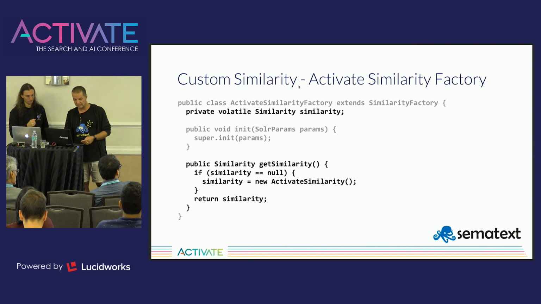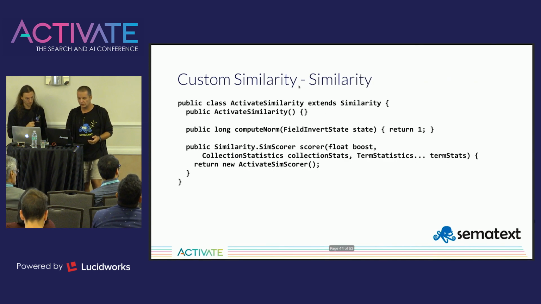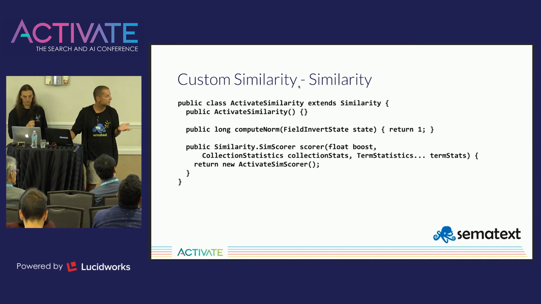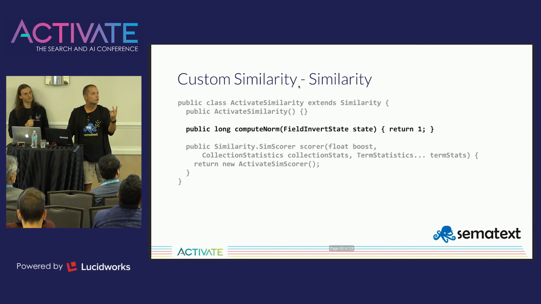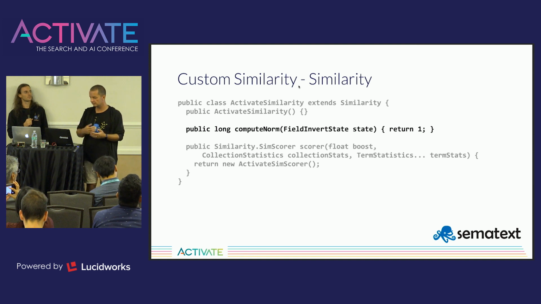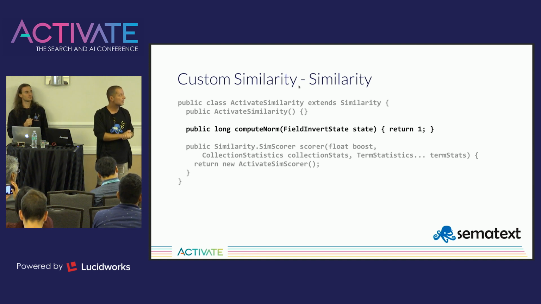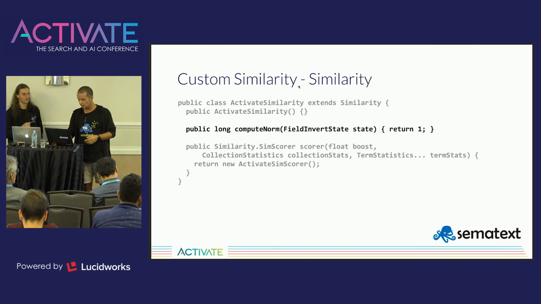So that's simple. Next, we need to create the custom similarity that we have on the screen. Again, it's very simple code. We extend the similarity class, and we have two methods to implement. computeNorm, in our case, returns one, as simple as it can get. We have the invertState here, so we can get some information for the norm computation if we need it, but for now, we don't.